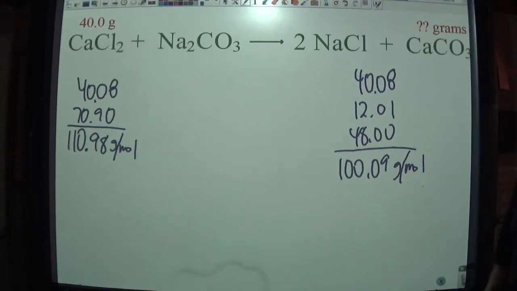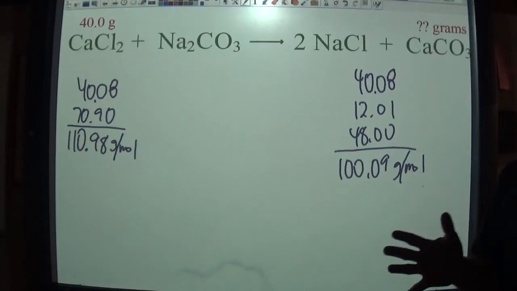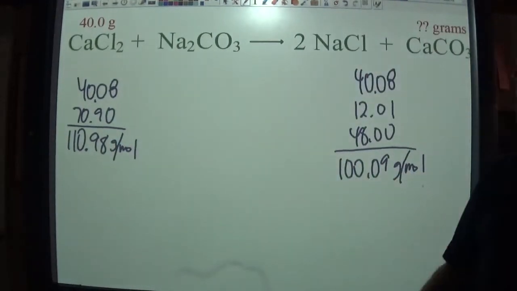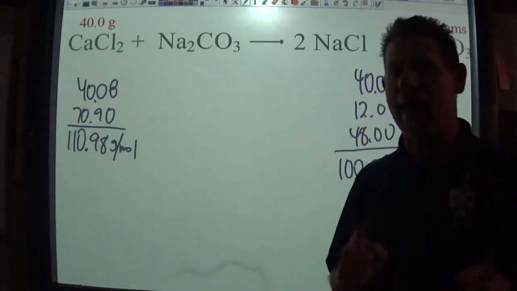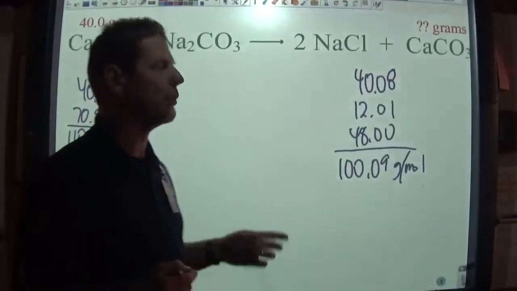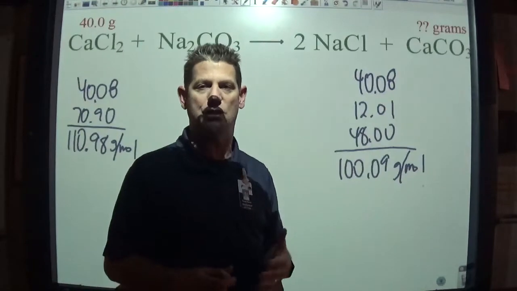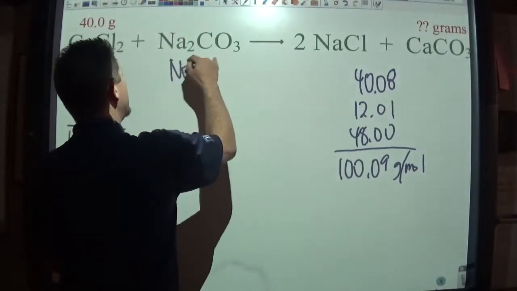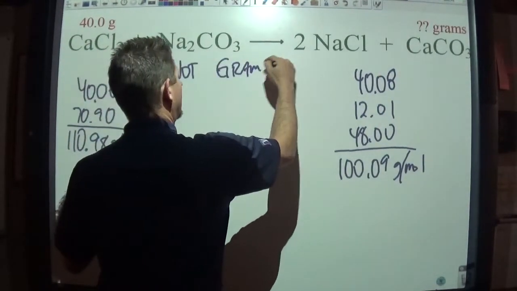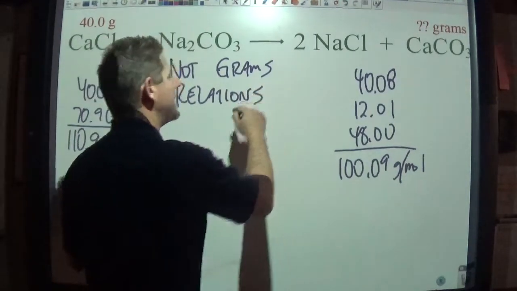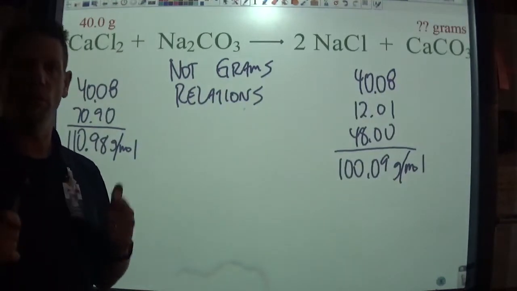Notice that these molar masses are not that far apart. So just off of the simple understanding of what's happening here, this is 111, this is 100. Our answer should just be a little bit less than 40 grams when we get done. But you cannot compare grams to grams. The relationship in this balanced equation is not a gram relationship. So let's write that. This is not grams relationships. Okay? They're not related in grams. They're only related in moles.